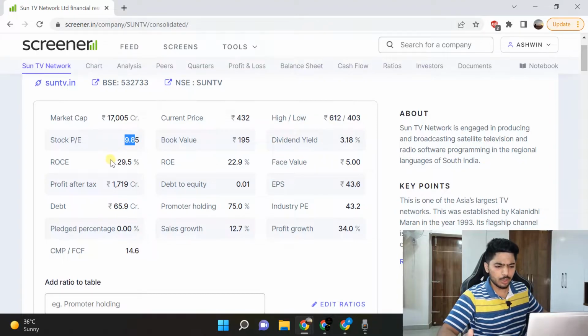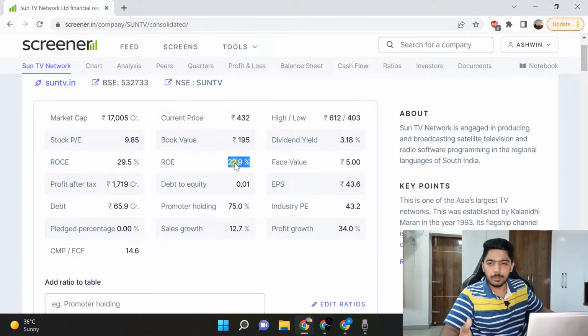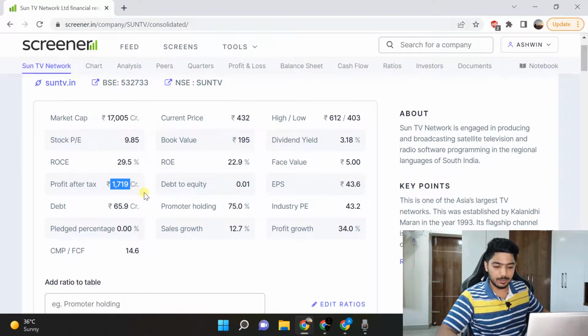And ROCE and ROE are about 29.5 and 22, like 30 and 23. More than 15 is good. This is best. Now profit after tax, I will show you in the next slide. Then promoter holding is 75 and earnings per share is 43.6. Dividend is 3.18. That's a decent dividend.